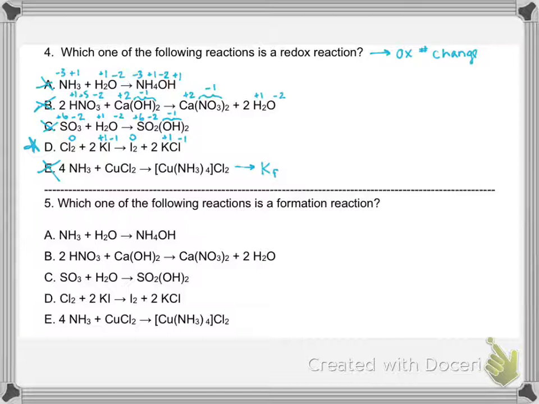Which brings us to the next question, number 5, which says, which of the following reactions is a formation reaction? And so we know that this is when we have some kind of metal ion or metal salt. So I'll give it some charge, plus some Lewis base that can act as the ligand, coming together to form some complex, which we usually see denoted with the black brackets.